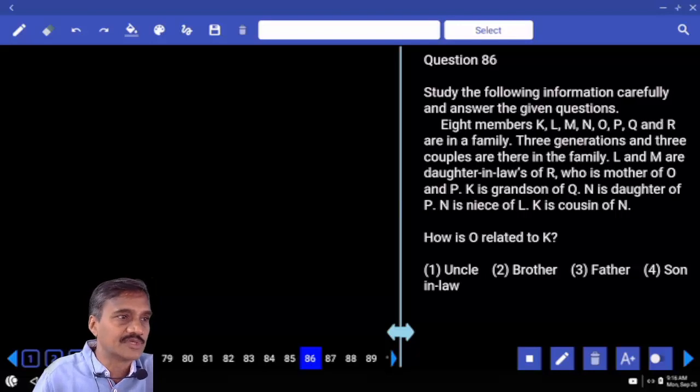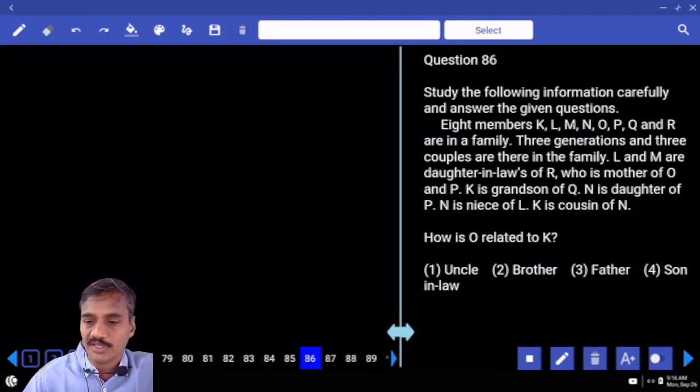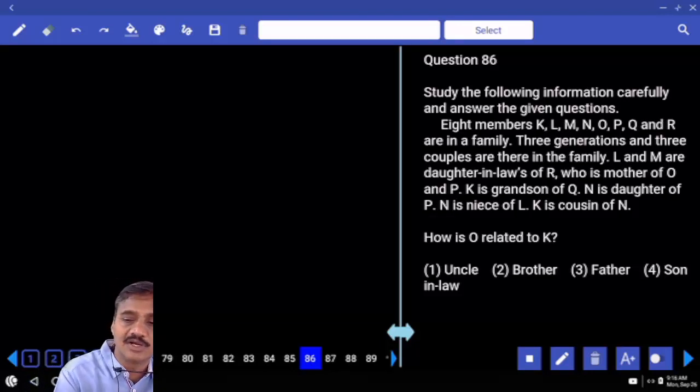3 couples in the family means how many persons got married? 3 into 2, altogether 6 persons got married. There are 3 couples, 6 persons got married, and the remaining 2 are unmarried. Then L and M are the daughters-in-law of R.